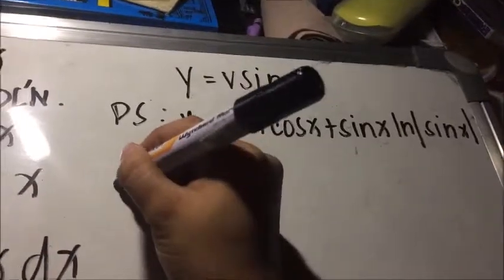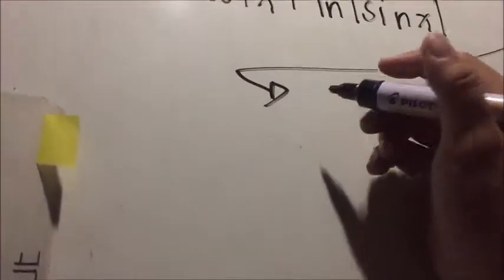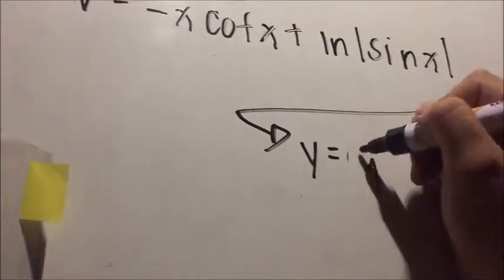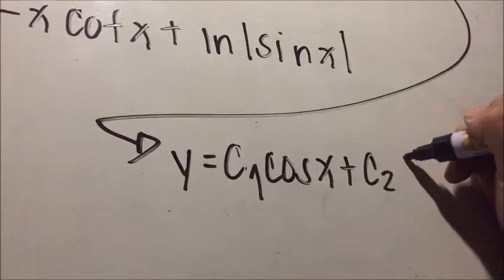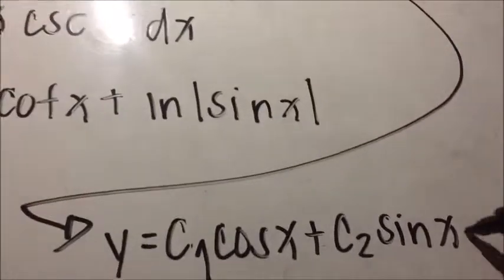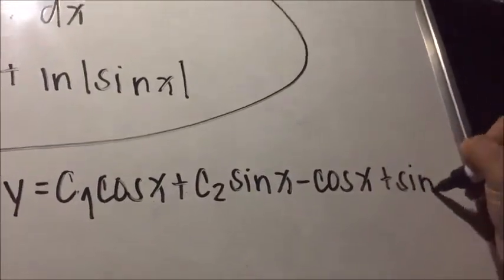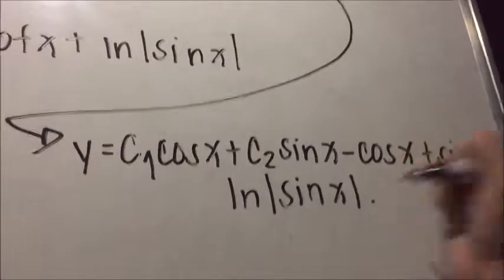So finally, we will end up with a solution y is equal to c1 cosine x plus c2 sine x minus x cosine x plus sine x ln sine x. That's it.